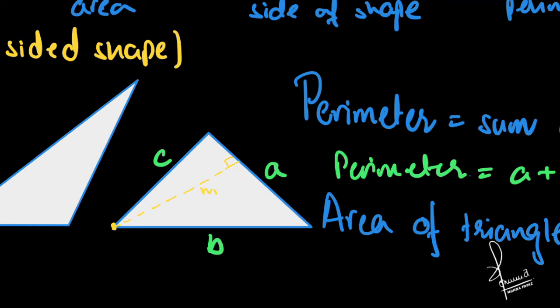Now if I take C as my base, then the perpendicular distance between C and the point where the other two sides meet, which is this point, will be this. So this is going to be your height. If I take B as my base, the point where the other two lines meet is this point over here, and the perpendicular distance between the baseline and this point will be this. So this is going to be our height.